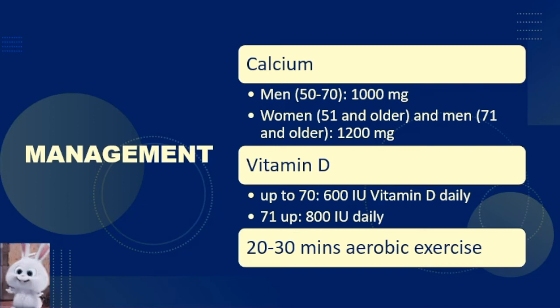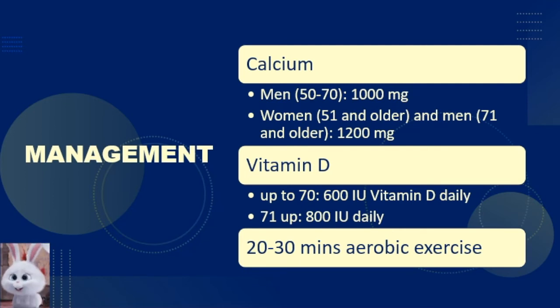Now, vitamin D. If you're aged up to 70, 600 international units of vitamin D is recommended. 71 up, 800 international units is recommended. Daily sunlight exposure would also help. But take note, your vitamin D is not coming from your sunlight. Your sunlight would only activate your vitamin D in your skin.